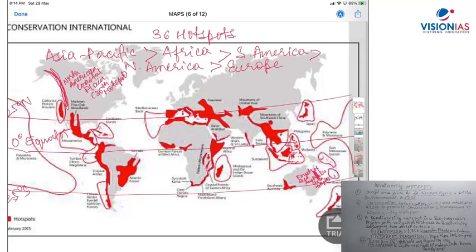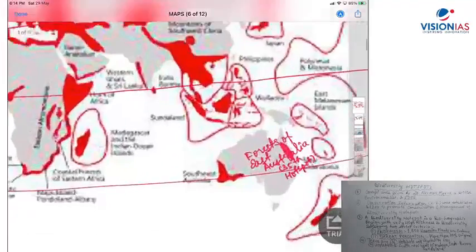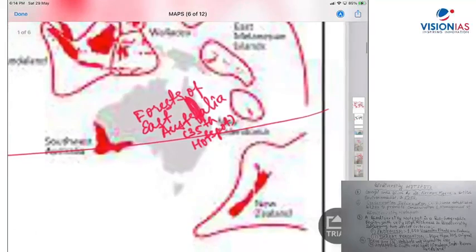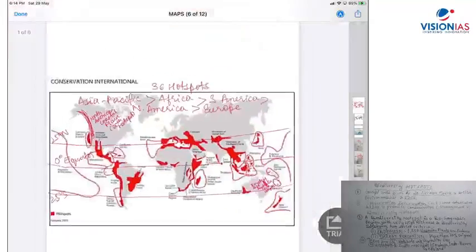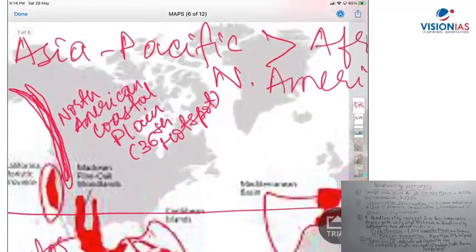Right. So now if you see here, I am going further to the map part of it. You have 36 hotspots worldwide. Right. The highest number you find in Asia Pacific. Asia Pacific has got the highest number, followed by Africa, then South America, then North America and Europe. And this is a new one: Australia has got Forest of Eastern Australia. That is the 35th hotspot. Australia has got two of them, Southwest Australia and Forest of East Australia, 35th. And then recently Northern Coastal Plain is the 36th hotspot. Earlier there were 34, but now two more have been added there.